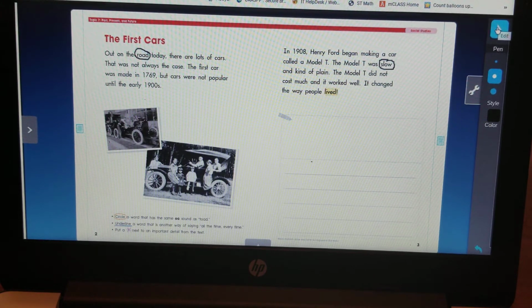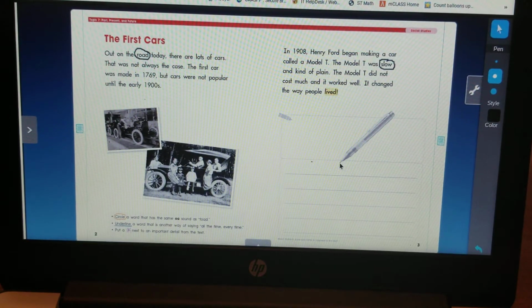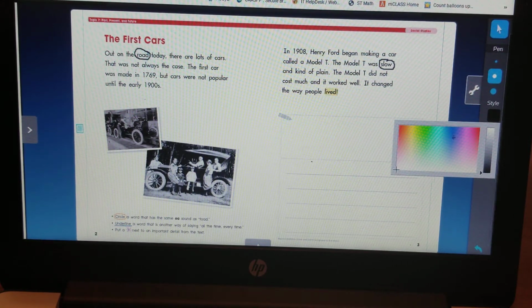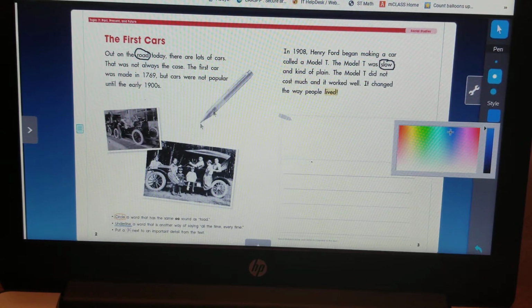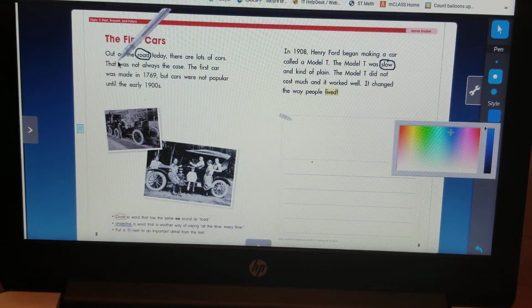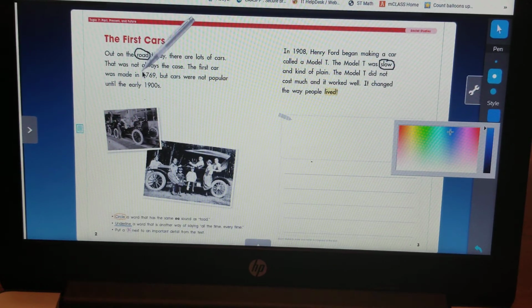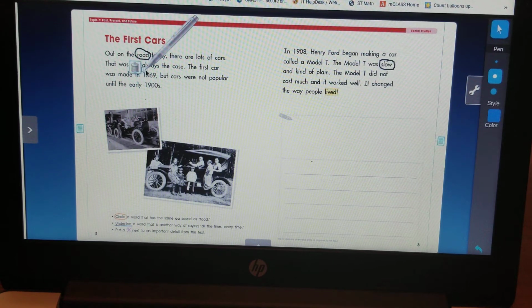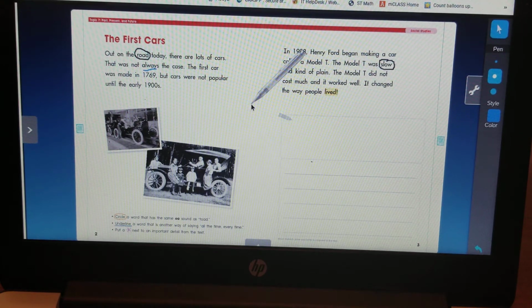All right, next, let's see. It says, underline a word that is another way of saying all the time, every time. Okay, all the time, every time. Out on the road today, there are lots of cars. That was not always. Always, yes, always means all the time, every time. Good job.